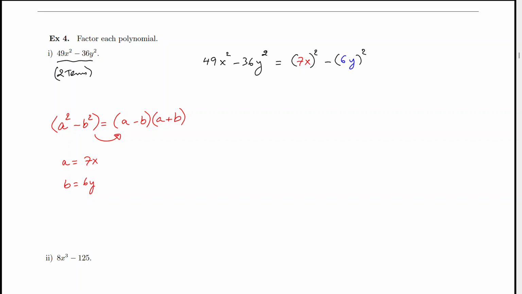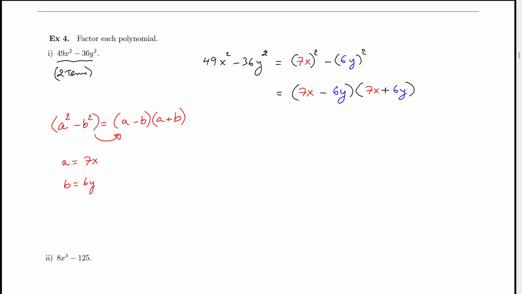So all I have to do now is follow the formula or the pattern to finish up the problem. According to the formula, I'm supposed to have 2 parentheses. One of them will have a minus and another one will have a plus. And all we've got to do is write down 7x in the first half of each parentheses, and then write down 6y in the second half of the parentheses.